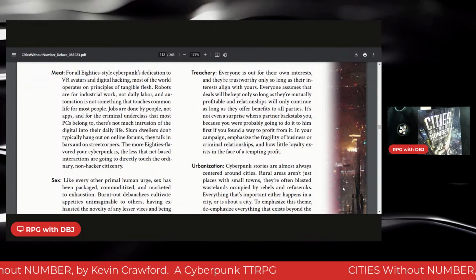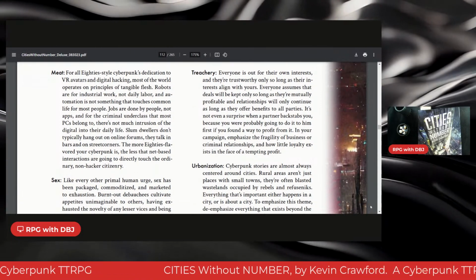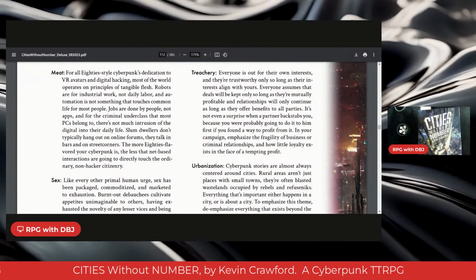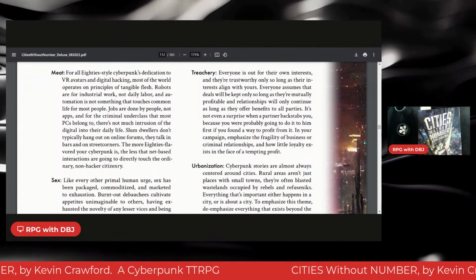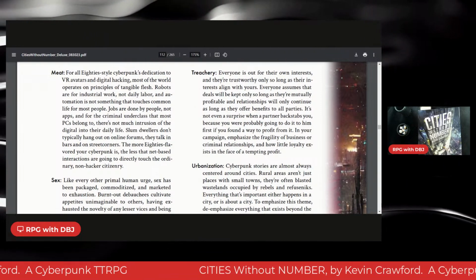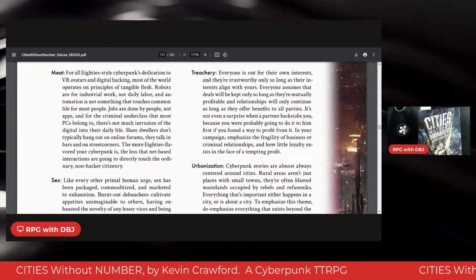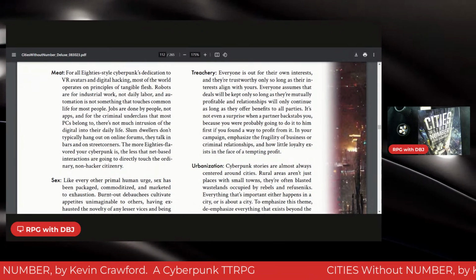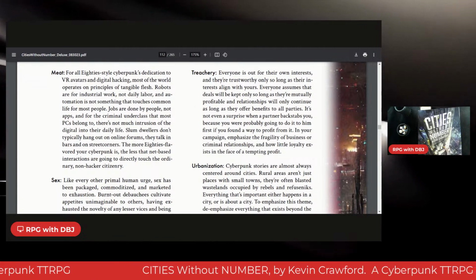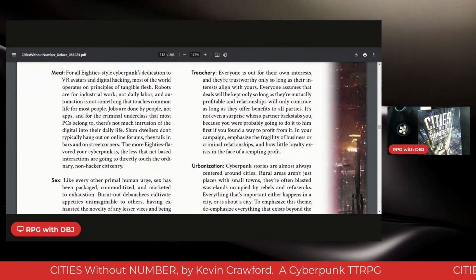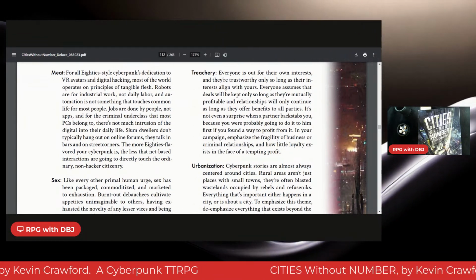It mentions that for all 80s style cyberpunk's dedication to VR avatars and digital hacking, most of the world operates on principles of tangible flesh. Robots are for industrial work, not daily labor, and automation is not something that touches common life for most people. Jobs are done by people, not apps. And for the criminal underclass that most PCs belong to, there's not much intrusion of the digital into their daily life.